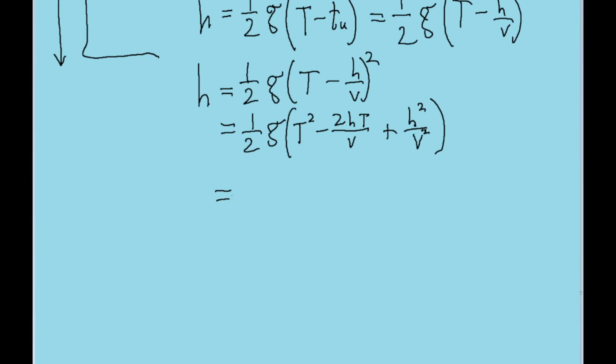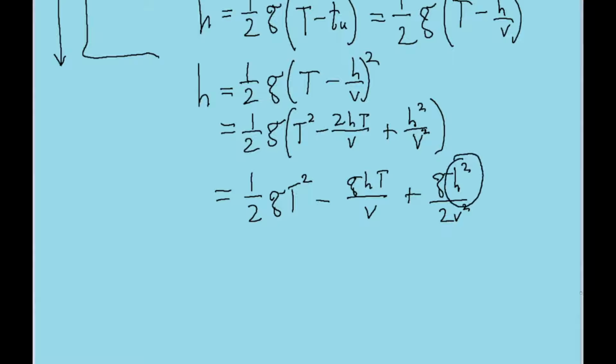And finally, we just want to do a bit of algebra to get this in a form where we can actually use the quadratic formula. So first you can distribute all these terms. So 1/2 gt squared minus ght over v plus gh squared over 2v. And in order to get the quadratic formula to work, we want this squared term on its own. That'll make it work best.